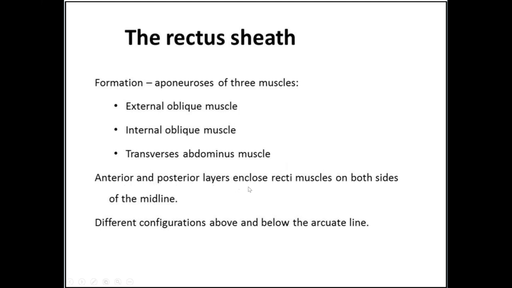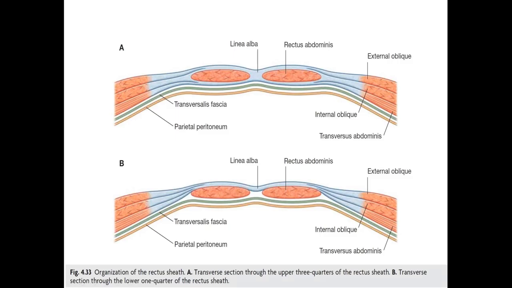The anterior and posterior layers enclose the rectus muscle on both sides of the midline, with a different configuration above and below the arcuate line. So we'll see the picture to know about the rectus sheath.